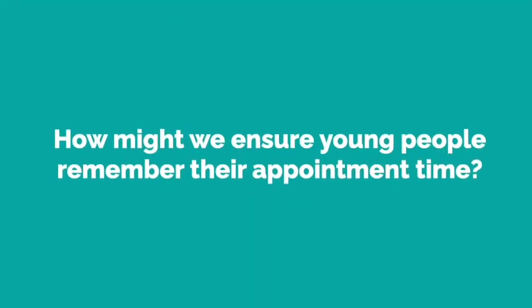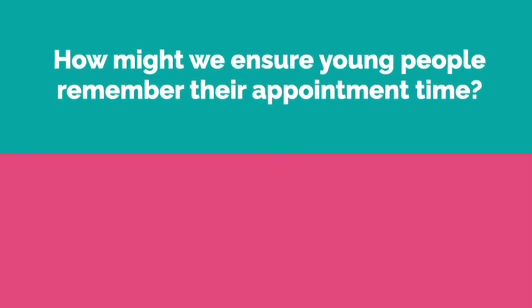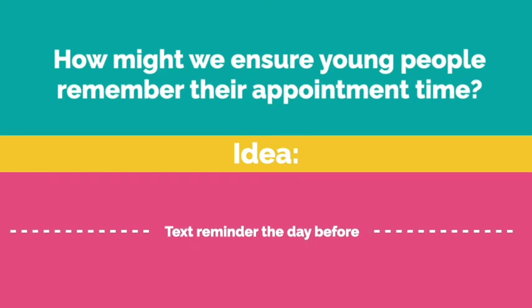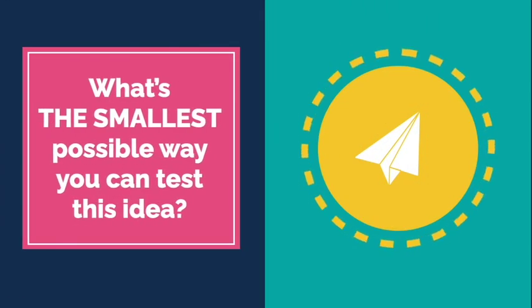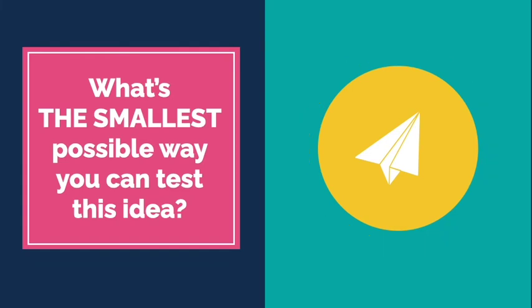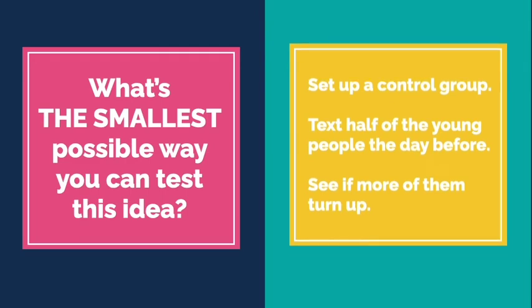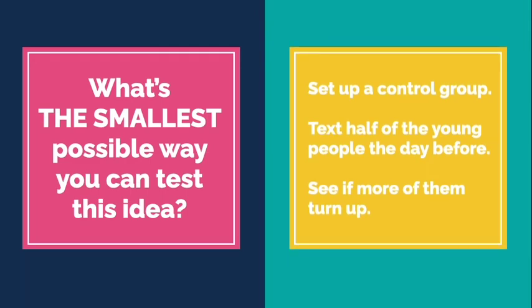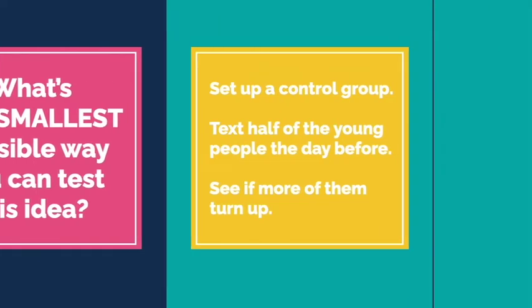Another challenge question was, how might we ensure young people remember their appointment time? The proposed solution for this is very simple. Send them a text reminder the day before. What's the smallest possible way you can test this idea? You might set up a control group, text half of the young people the day before, and see if more of them turn up. This is a simple way to see if your idea works.